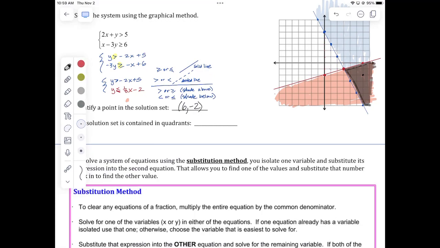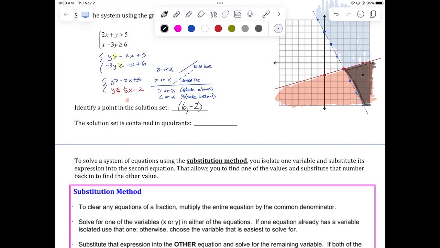How do I get this back over here? Oh, there it is. I did it and I didn't even know how. The solution set is contained in what quadrants?